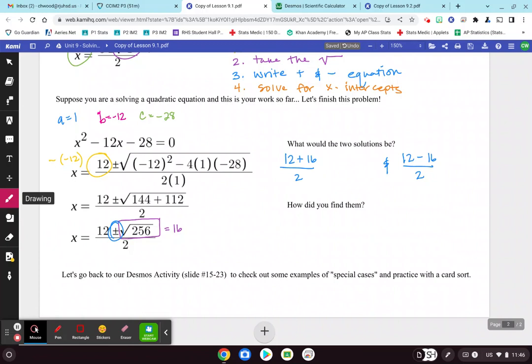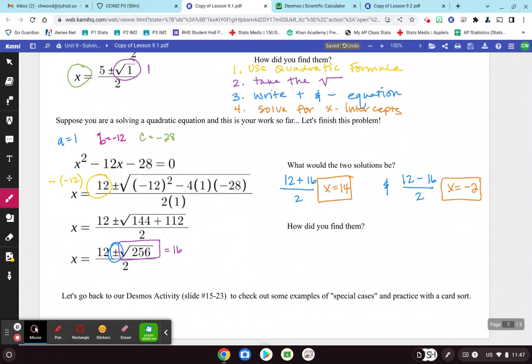12 plus 16 is 28. And if you divide 28 by 2, you get that x is equal to 14. And then 12 minus 16 is negative 4. Divide it by 2, you get negative 2. And then we could just repeat the words of how we found them. I don't need to write that again. So the steps are up above still if you need to rewrite them yourself. Okay, so that is how to look at solving it by hand if you need to.